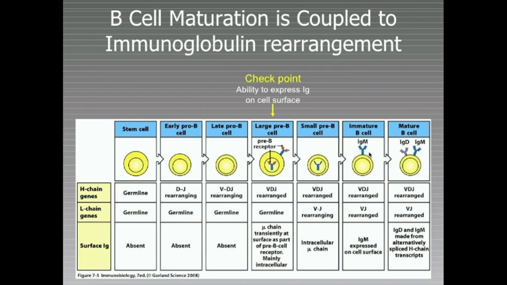So not only can you not make IgM, and not only can you not make IgD, but certainly you also can't make IgE, IgA, and IgG, right? So you can't make any of them, M, A, D, G, or E.